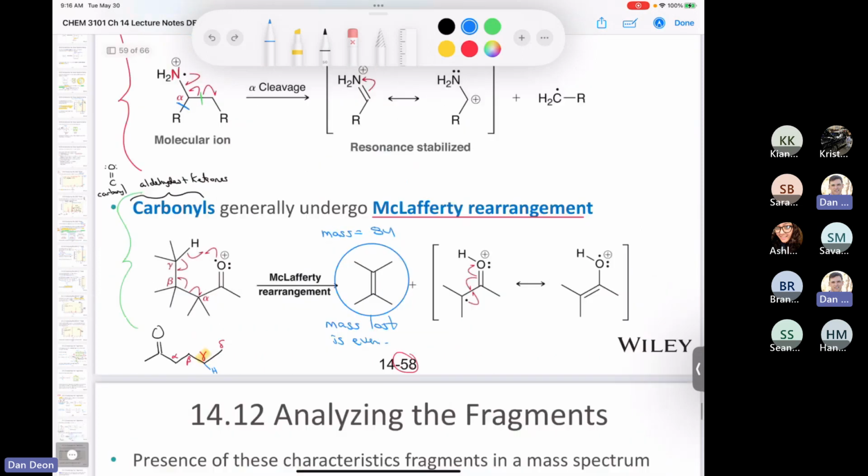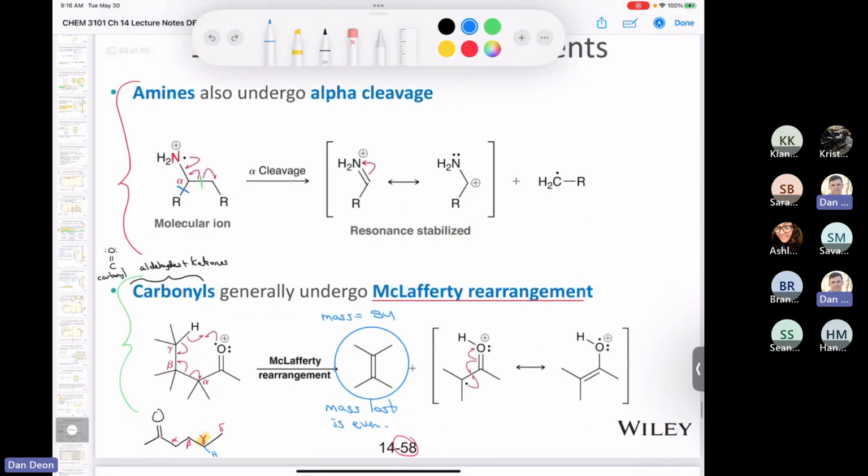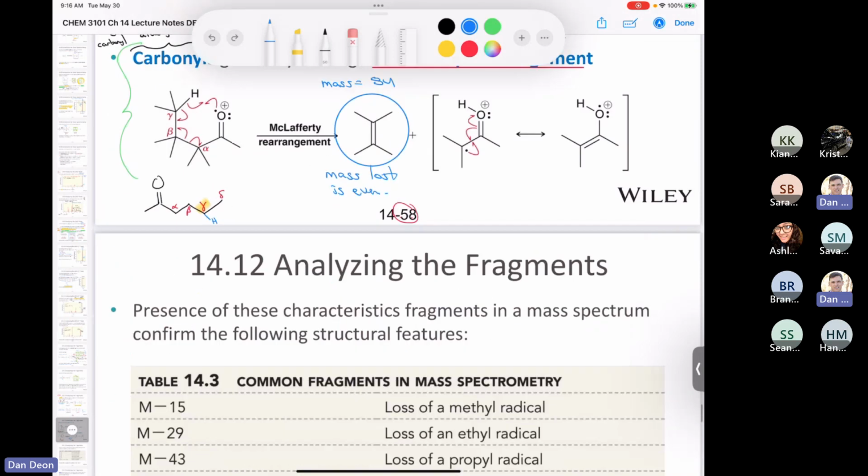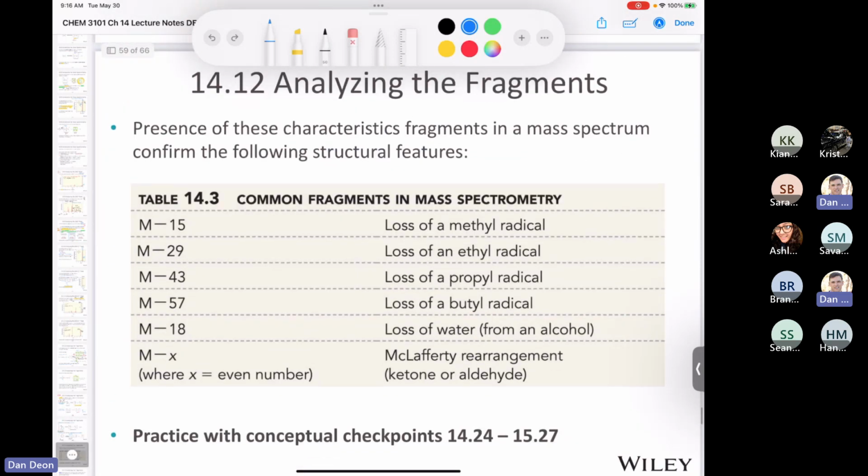All right. Every once in a while, a student will raise their hand in class, and it's a great question. They'll say, Mr. Dion, do you have all this information summarized in a table somewhere? Great question. And the answer is yes. These are the fragments that you need to know for Chemistry 3101. They're the most common fragments in mass spec. This is what you need to know for Chem 3101.